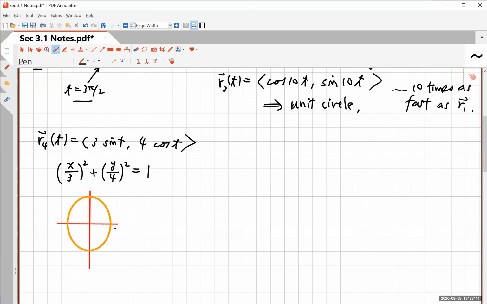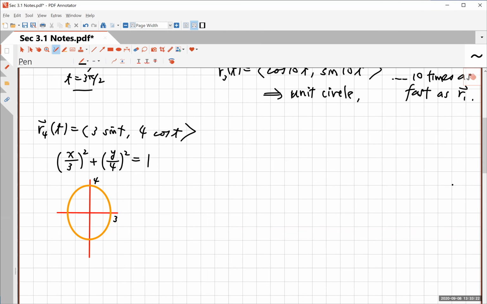All right, so you can tell this has a semi-minor axis of length 3, and a semi-major axis of length 4, and it is an ellipse going this way. When t is equal to 0, oh, is that right? Wait, forget that.